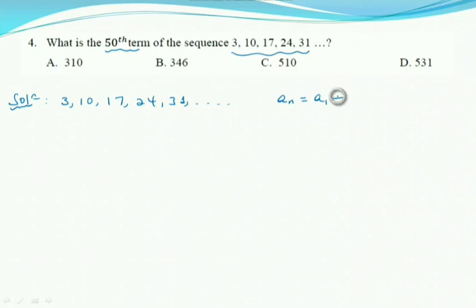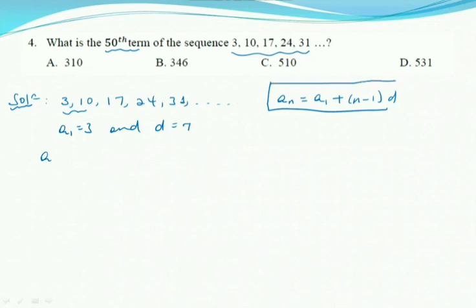a_n is equal to a1 plus n minus 1 times d. Because this is an arithmetic sequence, the difference between the consecutive terms is 7. So our first term is 3, and the common difference is 7. So we can use this nth term formula to calculate the 50th term. So put n equals 50.